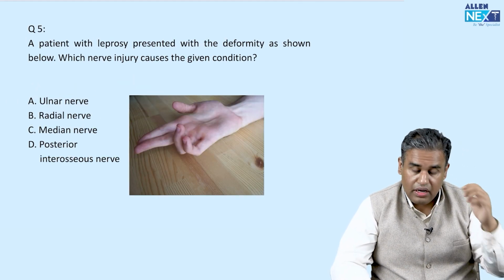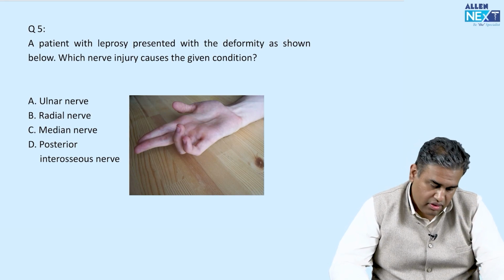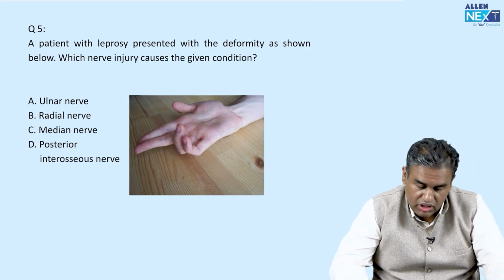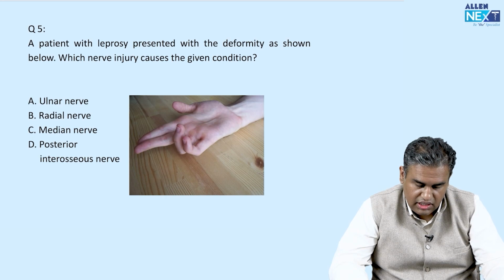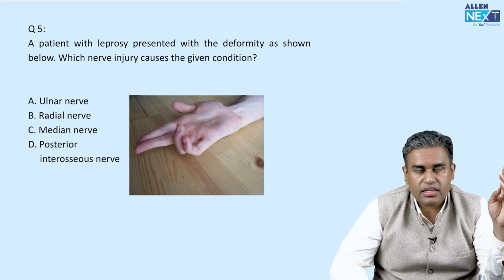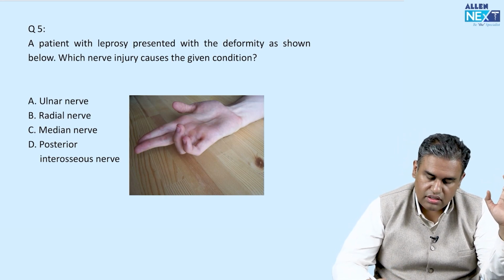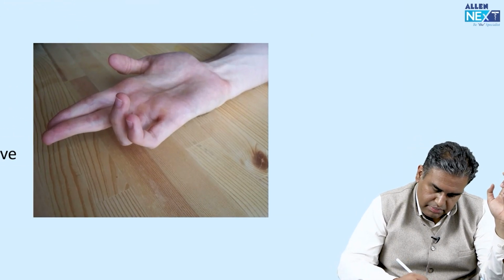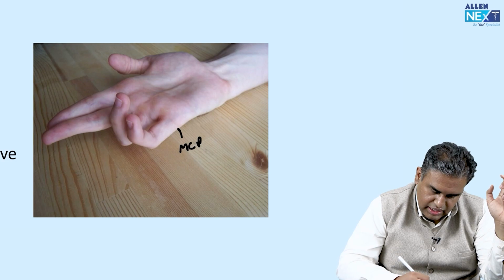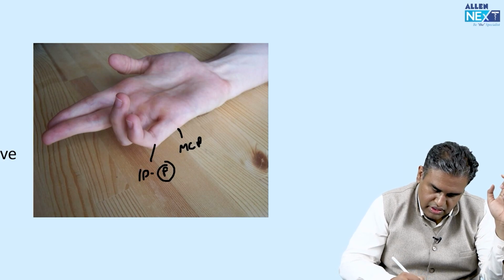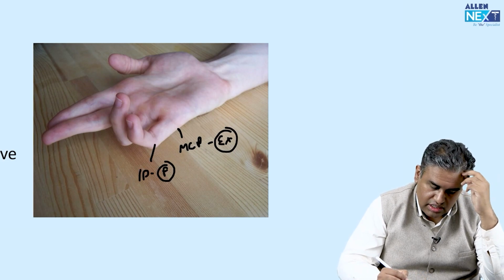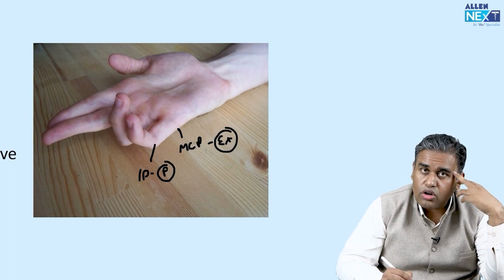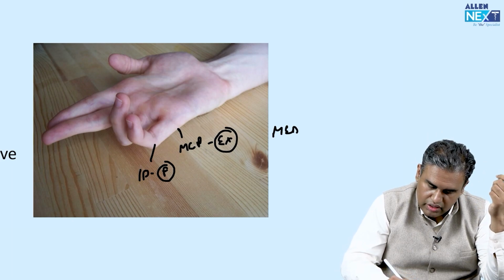Okay, upper limb. A patient with leprosy presented with the deformity as shown below. What's the deformity? You can see the ring and the little finger, the fourth and fifth fingers, are having a sort of claw. Why do we say claw? Because the MCP joint is extended and the IP joint is flexed. So you can say it looks like a medial clawing.